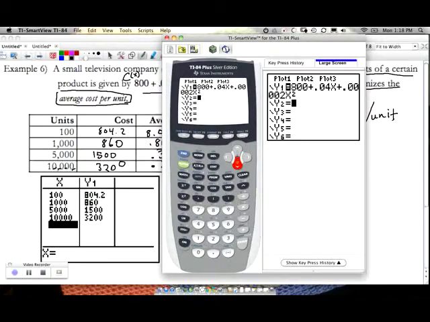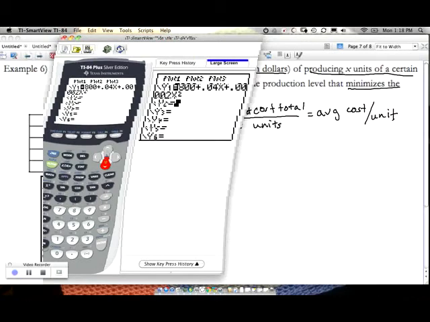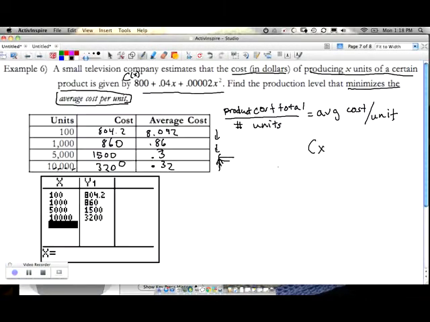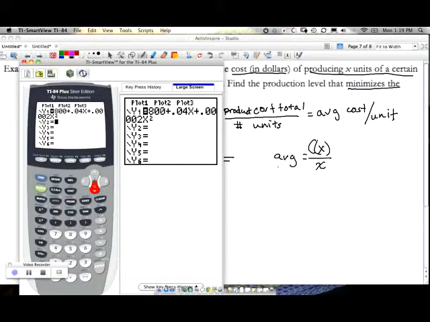So then C of X divided by X equals the average. So let's do that. All I'm going to do in here is type in the Y-VARS function, and Y1, and then I'm going to divide it by X.